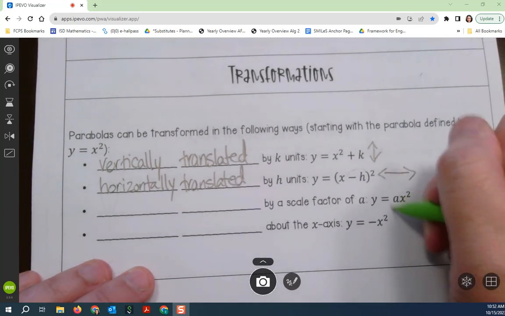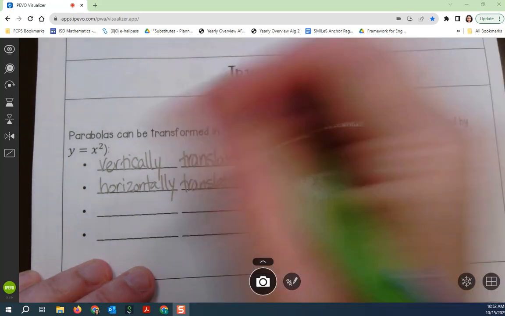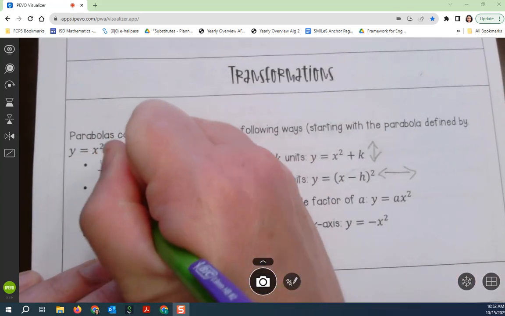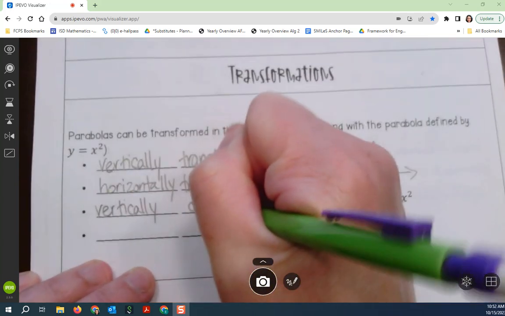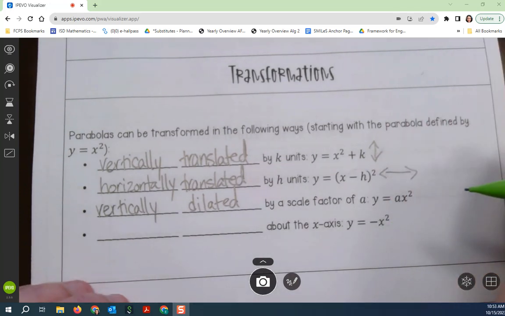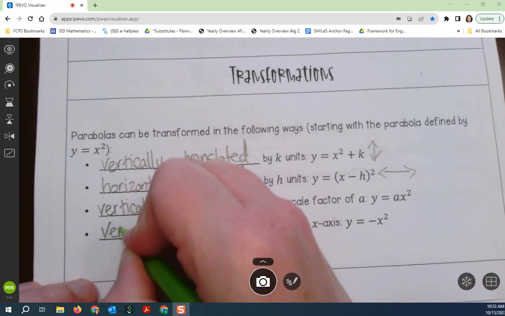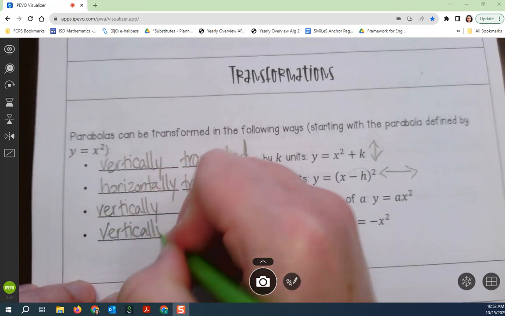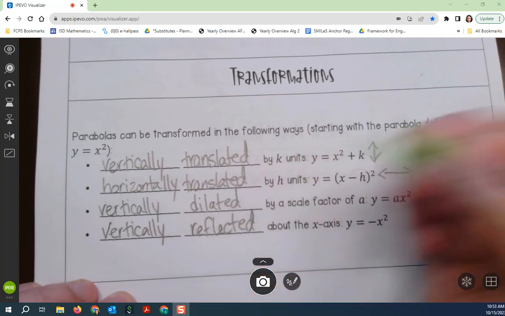If you put a number in front of your x squared besides 1, then you could be vertically dilated. In Algebra 2, you may have called that vertically stretched or compressed. And this one is the same as Algebra 2. If you have a negative in front of your x squared, this one will be vertically reflected. So a lot of vocabulary to get through.